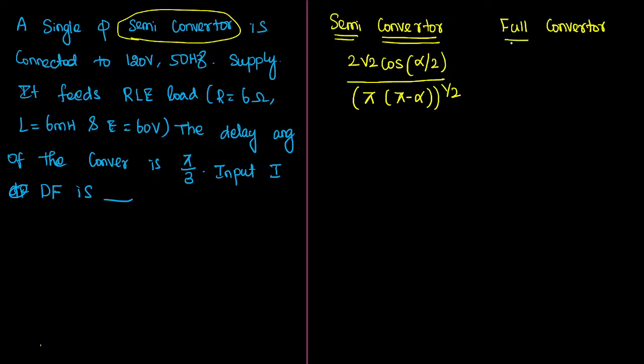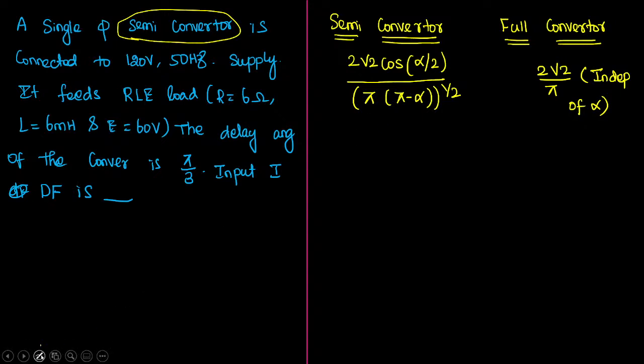Anyway, it's better to learn how to calculate it. If you go with the full converter, that is very easy. In case of full converter, the distortion factor will become simply 2 into root 2 by pi only. It is independent of firing angle. Just observe here, it is independent of alpha in case of full converter. But if you go with the semi-converter, it depends on the value of alpha.